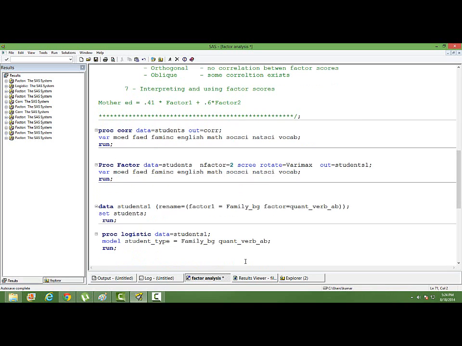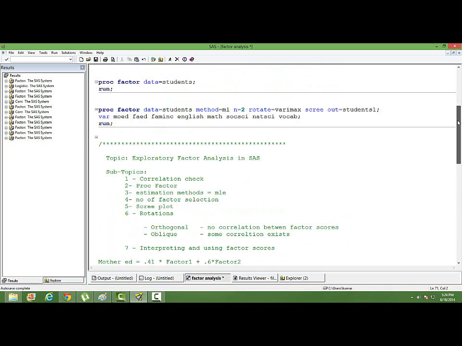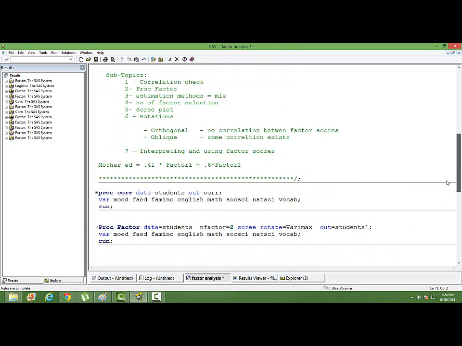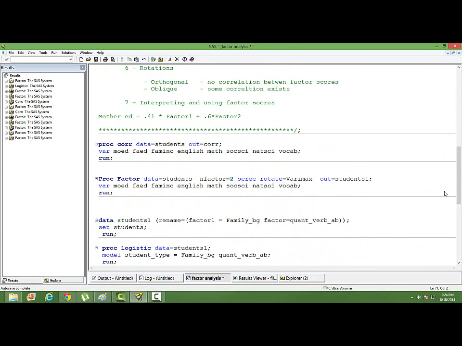We can of course explore more, make the factors better and more understandable. We can explore more and more about it to make the model easy to understand. That's how we perform factor analysis. To summarize, we start with correlation. We check for correlation first, and then if we find high correlation, we go in for factor analysis.